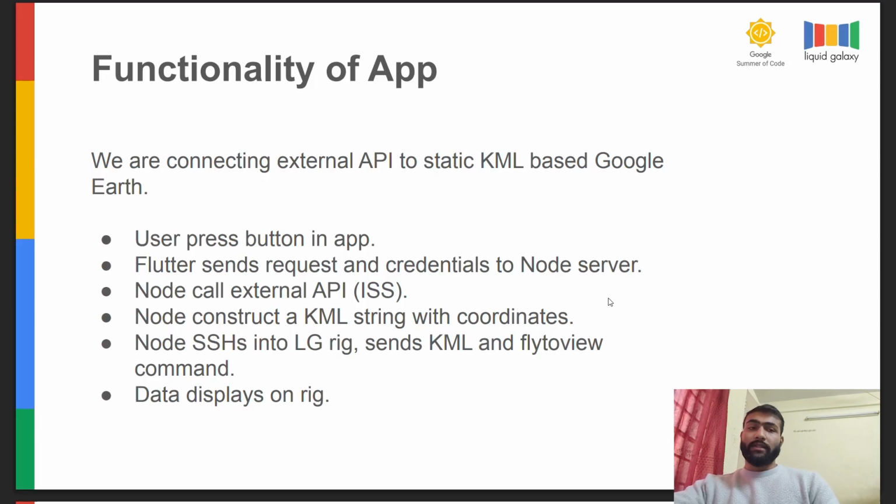First of all, the user presses a button in the app to send KML. The Flutter app sends the request and credentials to the Node server using an OkHttp request. Then Node calls the external API, which is ISS, and constructs a KML string with the coordinates it has fetched through the API. Then Node SSHs into the rig, sends the KML and flyto commands to display the International Space Station, and the data is displayed on the rig.